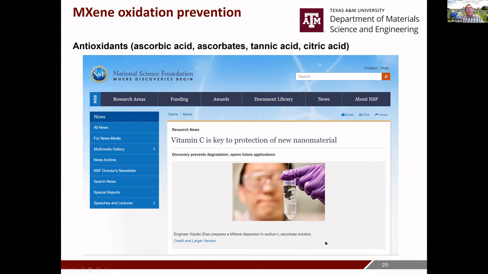So by working on that, Xiaofei got the idea to use something to treat MXenes. It's something well-known as an antioxidant, like ascorbic acid or its salt, tannic acid, and more recently citric acid. And this was highlighted in NSF on that website. But now that we introduced citric acid, it's not only vitamin C but also lemon juice that can protect MXenes from degradation. So in some sense, what's good for humans is good for MXenes too.